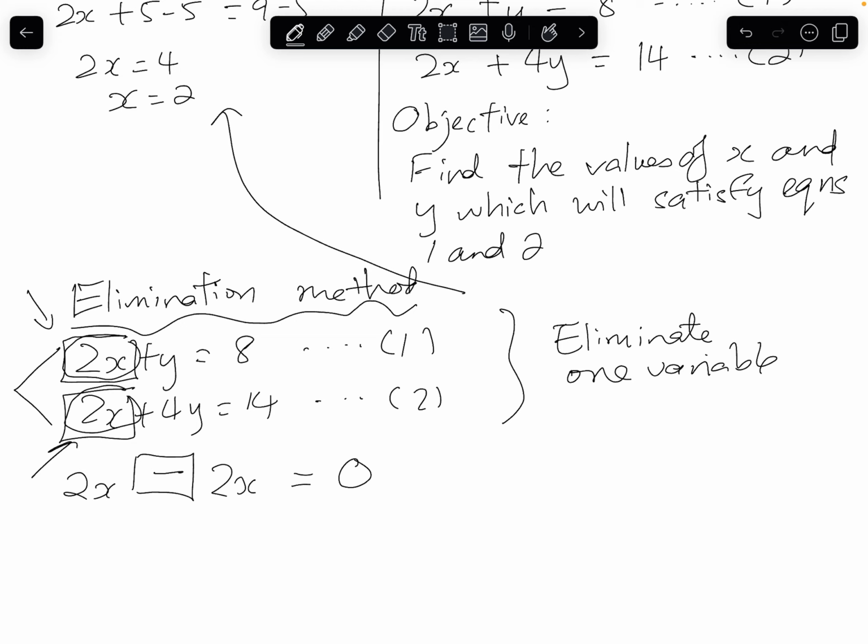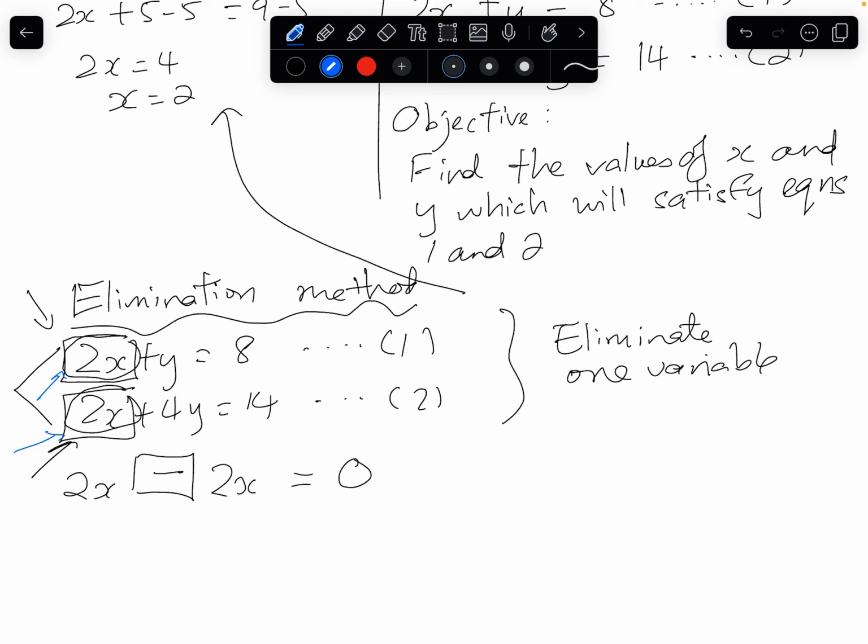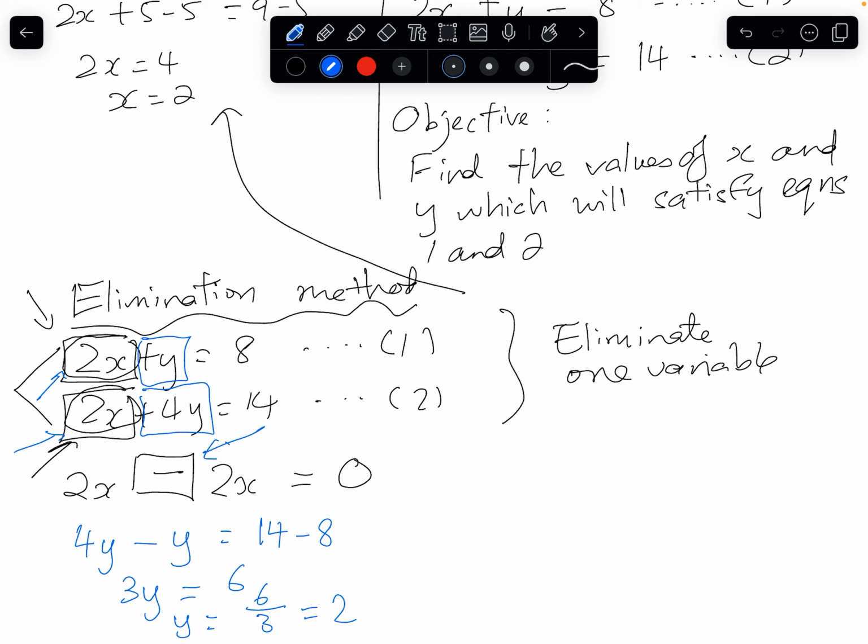as well. So what I'm saying, let me use a different color, is that since I have decided to subtract this 2x from this 2x, I'm going to do the same thing for 4y and this y as well. So I'm going to take 4y, subtract y, and that is also going to equal 14 subtract 8, and that gives me 3y to be 6, and y would be simply 6 divided by 3. Now, by doing the subtraction right from the first step here, we have eliminated the term 2x.